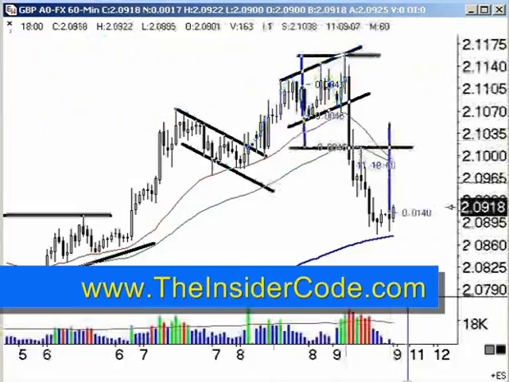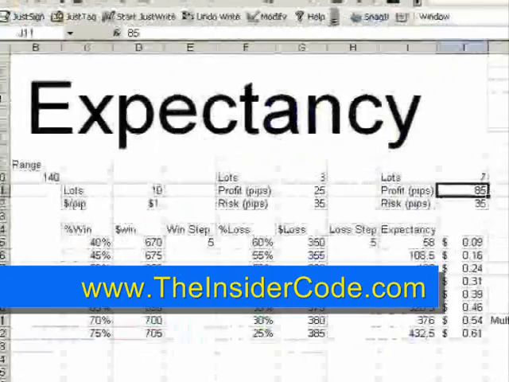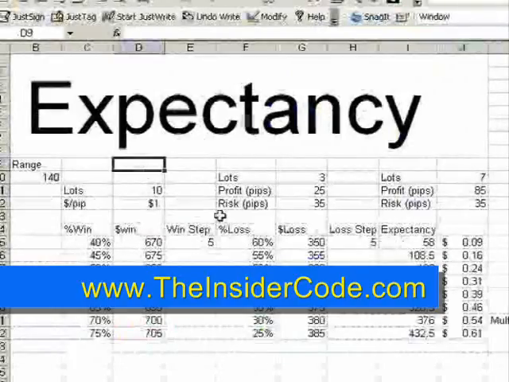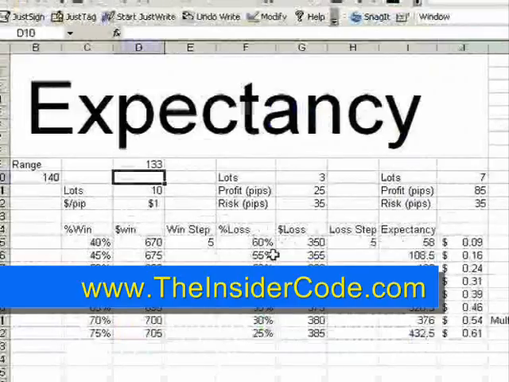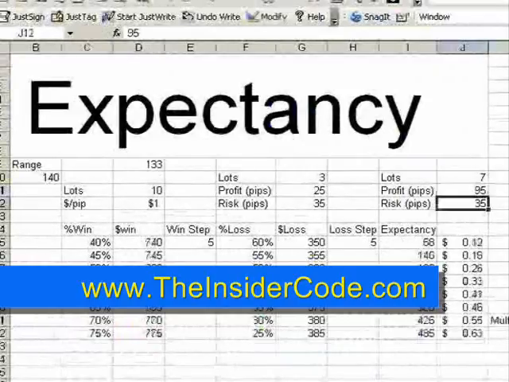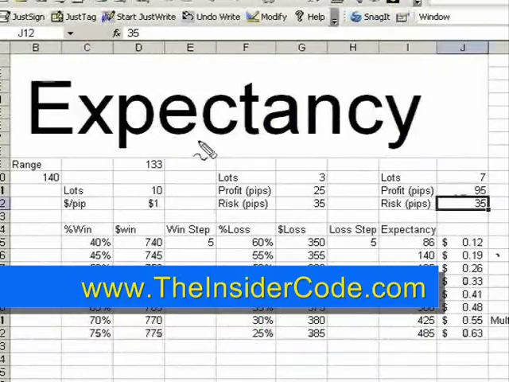Right? So we come back here to our handy-dandy expectancy formula. And now let's just keep this 133 in mind, so I'll put it right here. So we know, okay, I've got 133 pips left of today's range. What would happen if, instead of 85, now we go up to 95? Okay, you can see it starts shifting quite a bit. And again, we're not taking all of that profit.